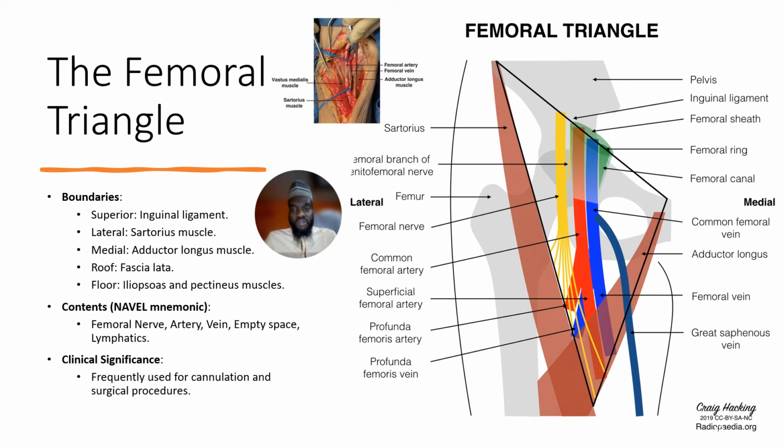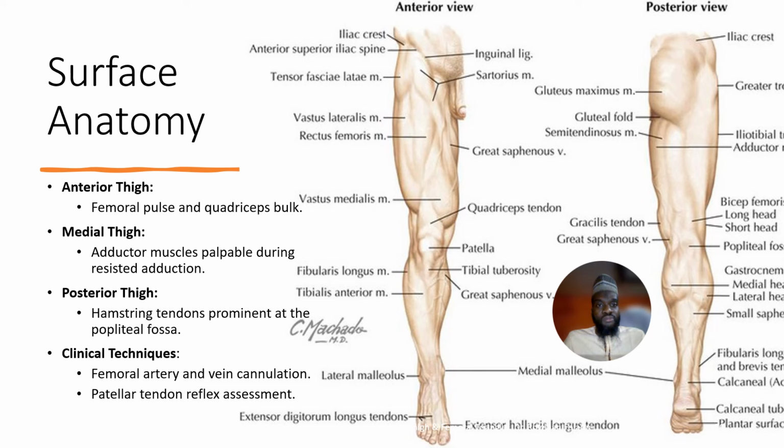Next, we need to understand a bit about the surface anatomy. Understanding the surface anatomy of the thigh is quite essential for clinical practice. The femoral pulse can be palpated in the anterior thigh, midway between the ASIS and the pubic symphysis. That's along the inguinal ligament. So midway between that, below the inguinal ligament, you can feel the femoral pulse, right? And then you can also feel the bulk of the quadriceps muscle. It's prominent here.